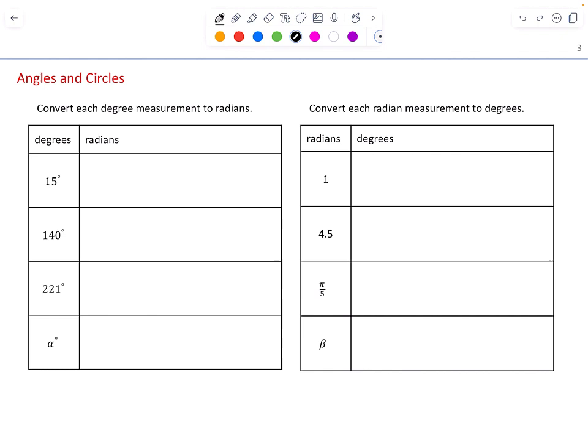Convert each degree measurement to radians. We begin with 15 degrees. Now we saw in the previous slide that 30 degrees was the same thing as pi 6 radians. So if I want to go to 15 degrees, I just have to divide both of these measurements by 2. Therefore, 15 degrees is simply equal to pi 12ths radians. This was a convenient approach because 15 degrees was half of 30 degrees, and I already knew what 30 degrees was in radian measurements. However, we can devise a more general conversion formula to go from degrees to radians.